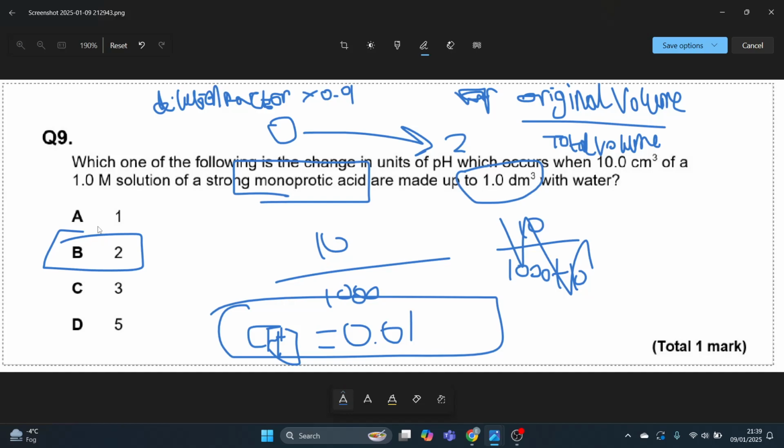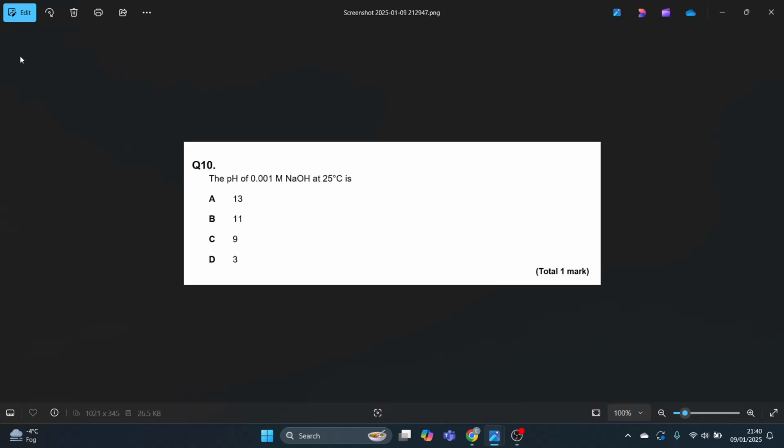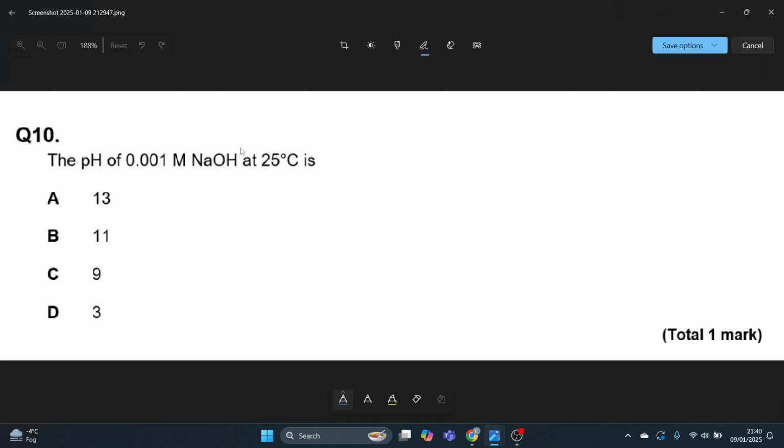Which one of the following is the change in units of pH when 10 cm³ of that is made up to that? So original volume 10 divided by total volume 1 dm³, aka 1000 cm³, 0.01, we times by 0.01. Find the pH at the beginning of a 1.0 solution, pH minus log10 of 1.0, that's 0. Then do pH equals minus log10 of 0.01, that was 2, therefore the change is 2. Tricky, very tricky. And then question 10, the pH of this at 25 degrees Celsius is sodium hydroxide.